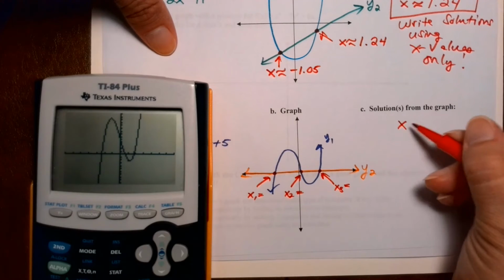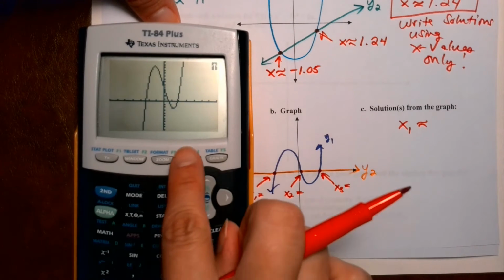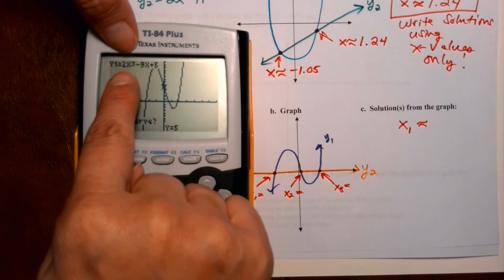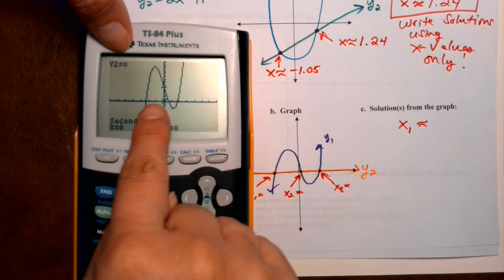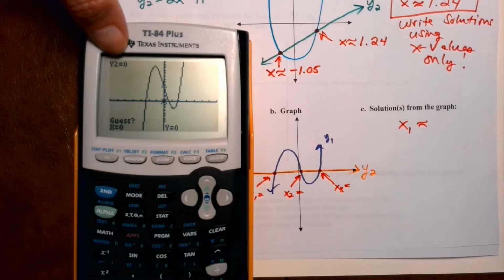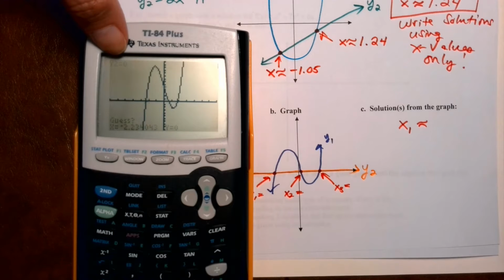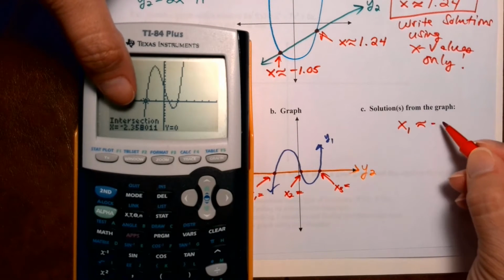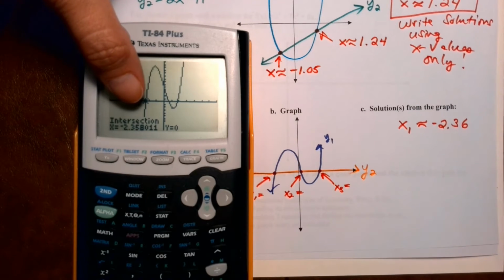So solutions from the graph. x1 is about what? We're going to go to second calculate, and we'll do intersect. Is the first curve y1? Of course it is, so I'm just going to enter. Now y2 is that horizontal line right there on the x-axis. That's good, yes, so hit enter. And then I'm going to go all the way over here, and I'm going to try to find that solution. And if I round to 2 places correctly, it's -2.36. You have to be good at rounding.